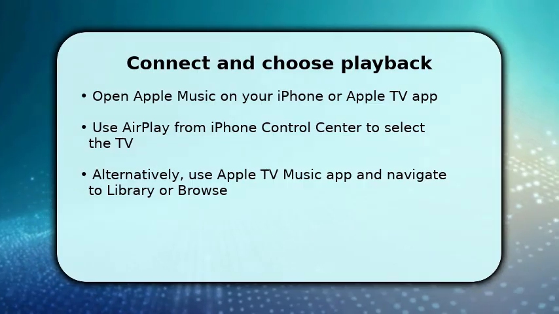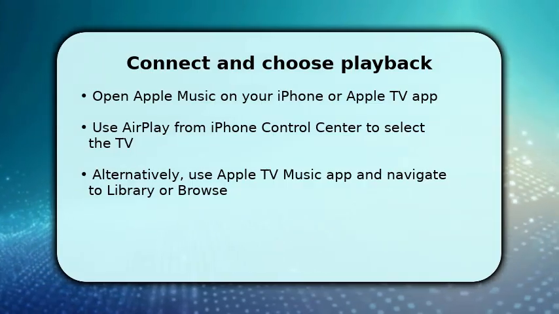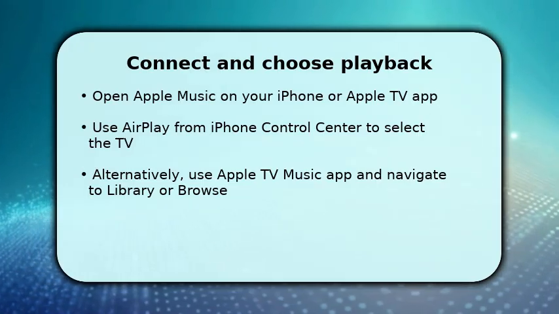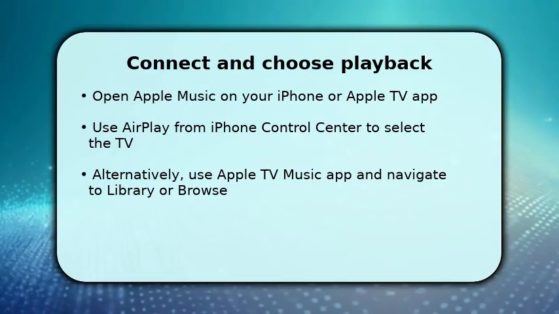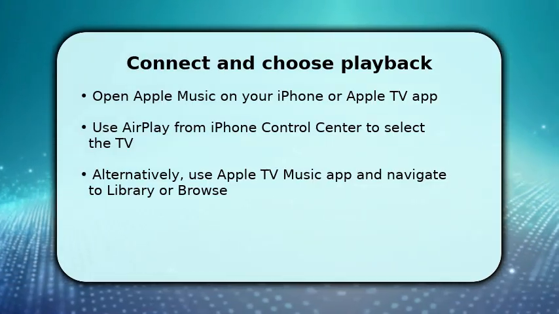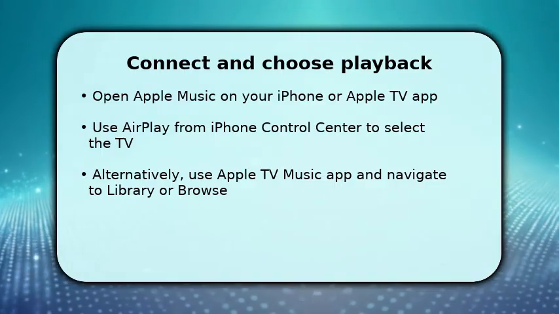Alternatively, open the Apple Music app on the TV, sign in if prompted, and use the remote to browse catalog or library. Once you select a song or playlist, adjust volume on the TV or from your phone. This gives you precise control and avoids double routing audio.